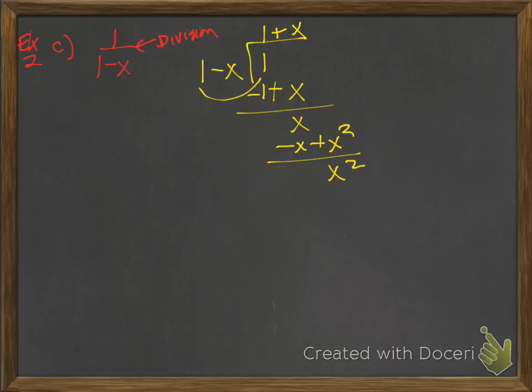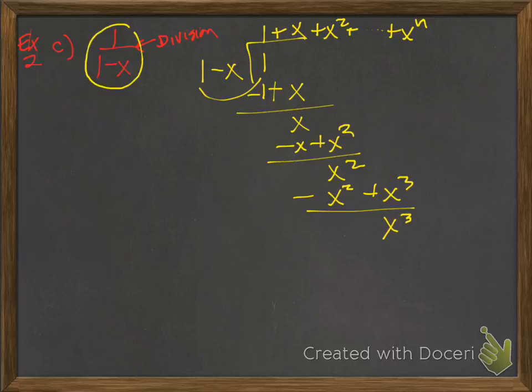x squared. How many times does 1 go into x squared? x squared times. Multiply through. x squared minus x cubed. Change the sign, add down. I don't know about you guys, but I think it's just going to keep going, and I'm going to have x to the n. It turns out 1 divided by 1 minus x through long division produces this crazy thing over here, which is the series we just got from using Taylor's theorem.